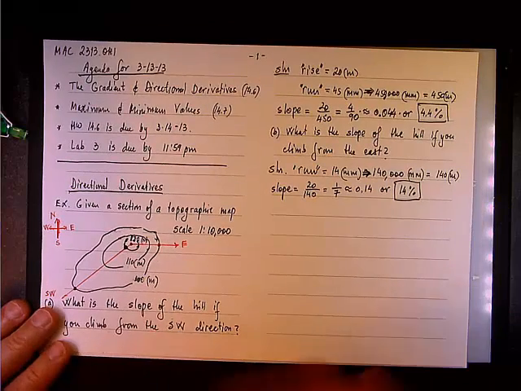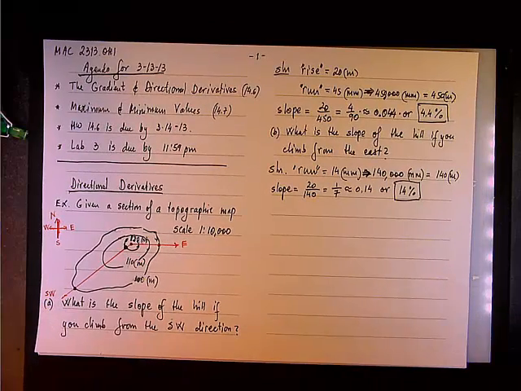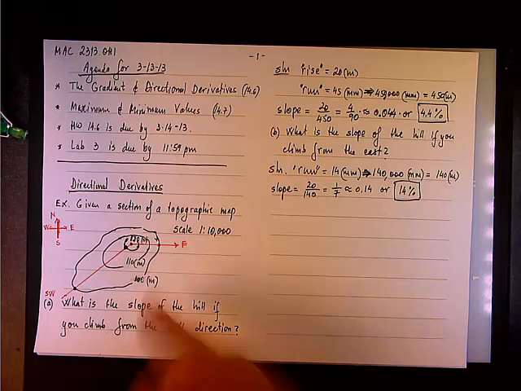1/7 is approximately 0.14, or 14%. So which way are you going to climb? You're going to climb from the southwest or from the east? You're going to climb from the southwest, because it will be easier to climb.